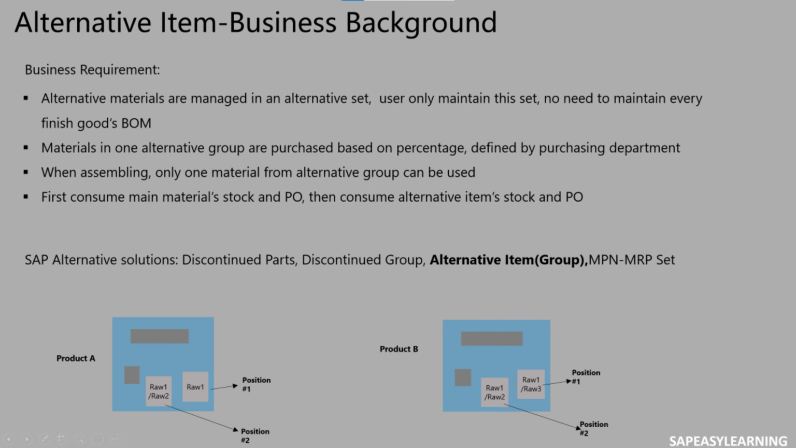The two pictures below show some concepts of alternative items. Actually, the user may have a global alternative, meaning materials can be alternatively used in any product. Or a product level alternative, meaning they can only be replaced at a specific product. Or even a position level alternative, meaning they can only be replaced at one position in one product. Okay, now let's see the system process, how we prepare master data, and ATP and MRP.